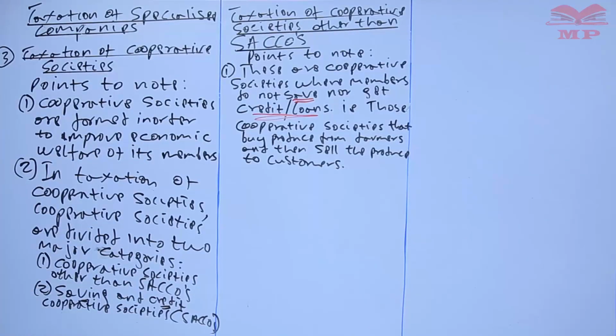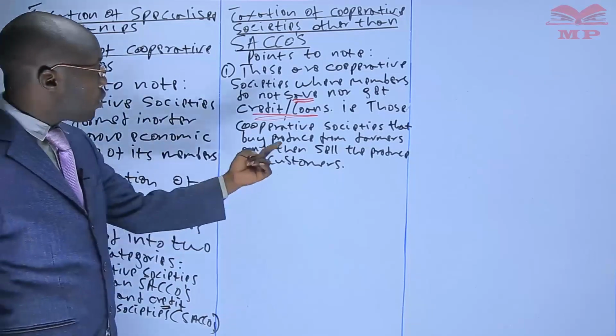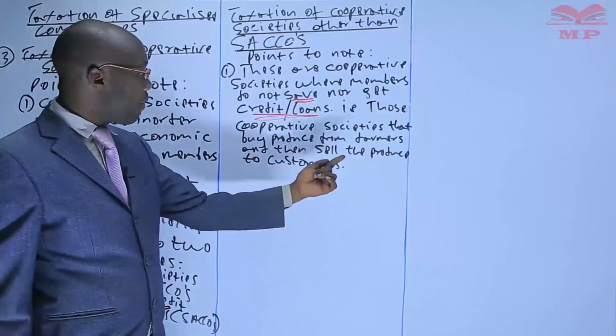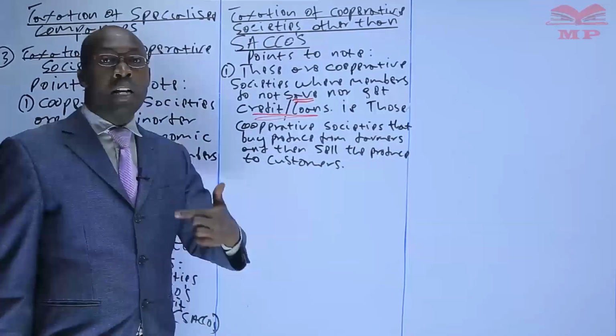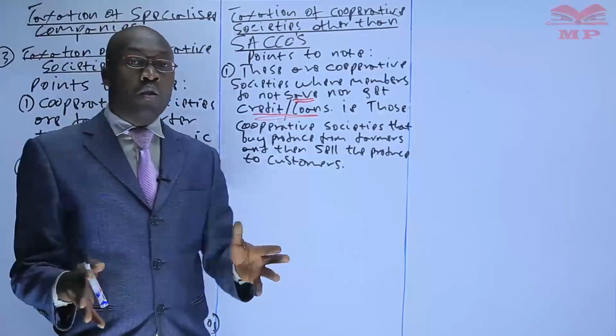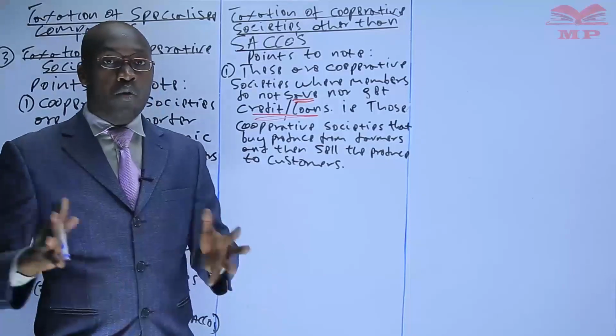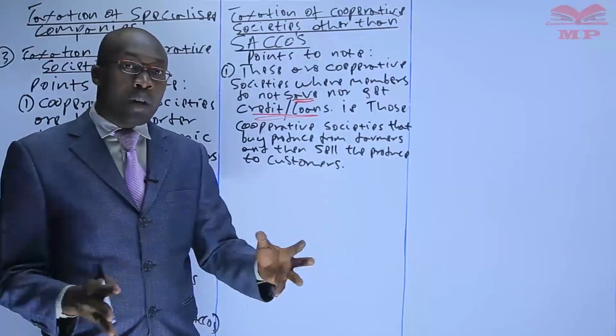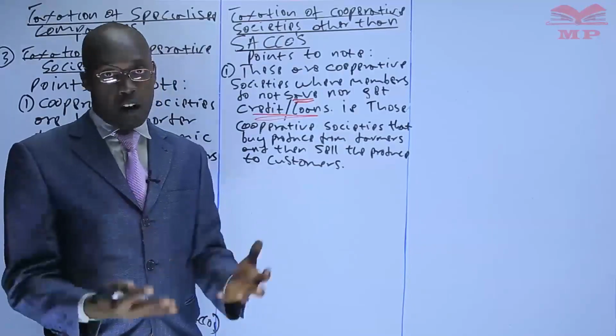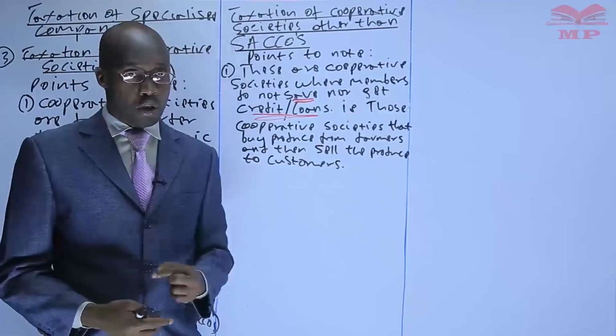Now, we are saying examples of this are those cooperative societies that buy produce from farmers and sell the produce to the customers, usually on behalf of the farmers. So in the process, they act as brokers to buy produce from the farmers and then sell. In the process of buying and selling, brokerage, they make profit out of that activity. These are the ones that we are talking about.